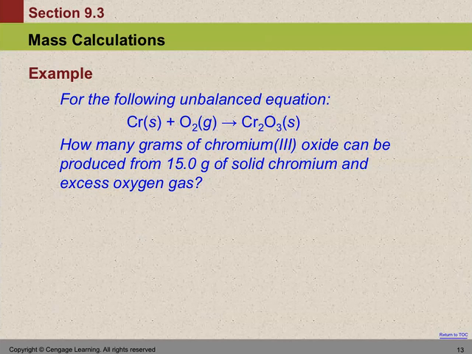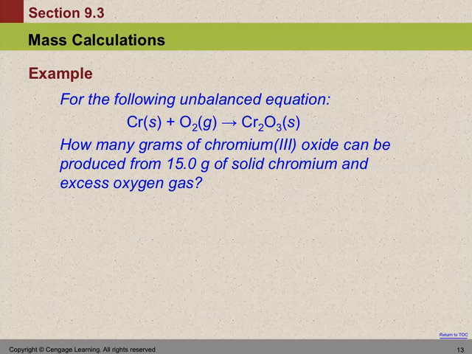Let's look at another specific example. In this case, we're looking at solid chromium metal reacting with oxygen gas to give chromium oxide. Now, if you have a look at the subscripts in the formula for chromium oxide and note that chromium is a transition metal, then what you will see is that we actually have chromium(III) oxide as shown below.